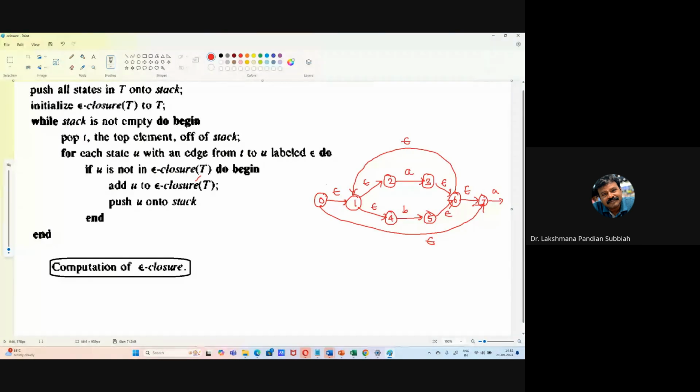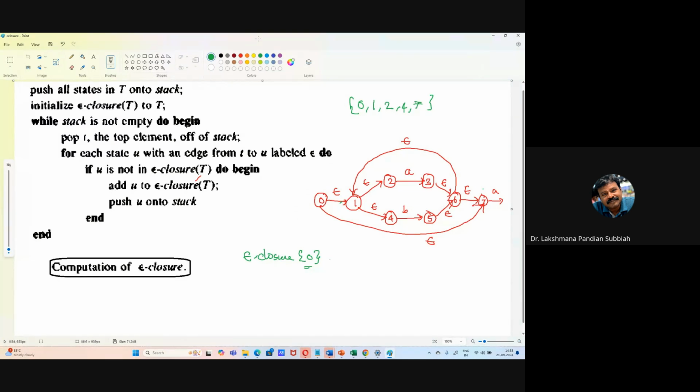Now we are concentrating on how to compute the epsilon closure of 0. The epsilon closure of the initial state 0: how do you find it? Manually we do it as 0, then from 0 we have epsilon to 1, from 1 epsilon to 2, from 1 epsilon to 4, and from 0 epsilon to 7. So 0, 1, 2, 4, 7 is the epsilon closure of 0. The last class we discussed the manual method.